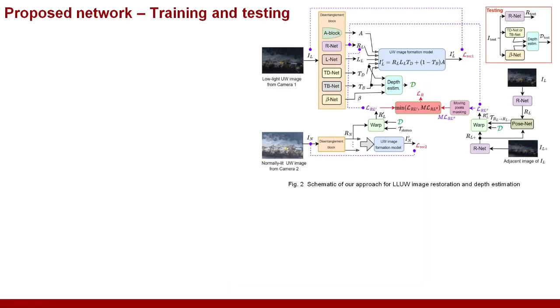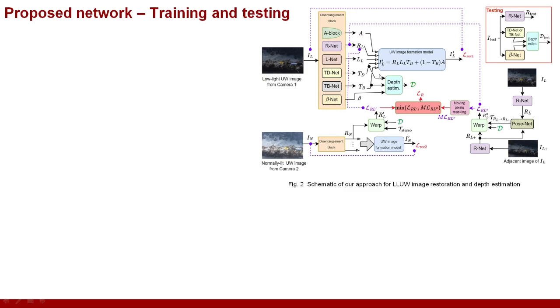So this is the proposed network. This is used for training and testing. Say we have two images from camera 1 and camera 2. Camera 1 captures low light underwater images. Here we adjusted the exposure settings of the camera to capture low light underwater images. From camera 2 we capture normal light underwater images. So the low light underwater image is disentangled into its components like A, R_L, L_L, T_D, T_B, beta. Here R_L is the clean image that we consider in our work.